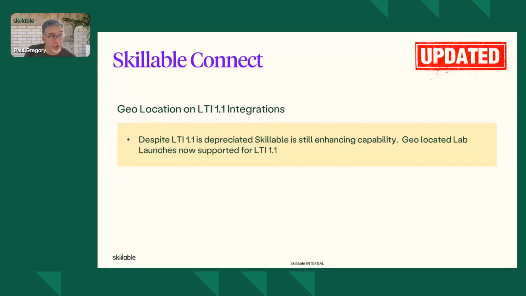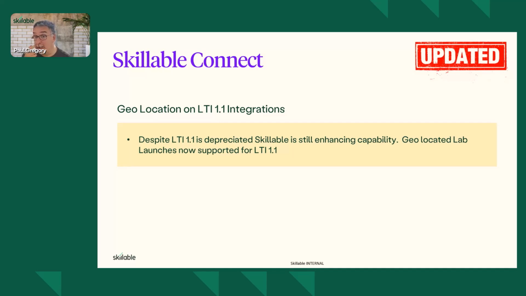Other things that have happened. So Skillable Connect, for those that are not familiar, is the name we give our API integration. So regardless of how you're connecting to our systems, if you're from your LMS, we refer to that as Skillable Connect. One of the integration models that we support is LTI. Okay, so this is a standard developed by the IMS Global organization, and we support LTI 1.1 and LTI 1.3. LTI 1.1 is technically deprecated by IMS, but we are still adding capability.